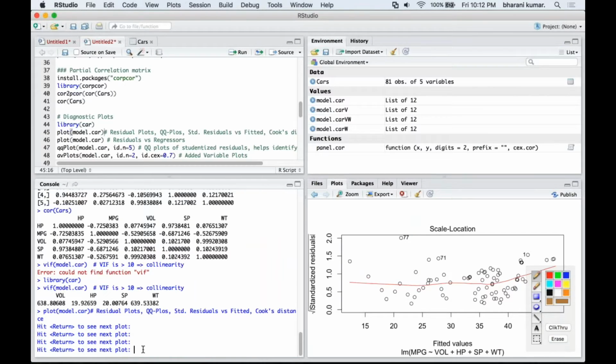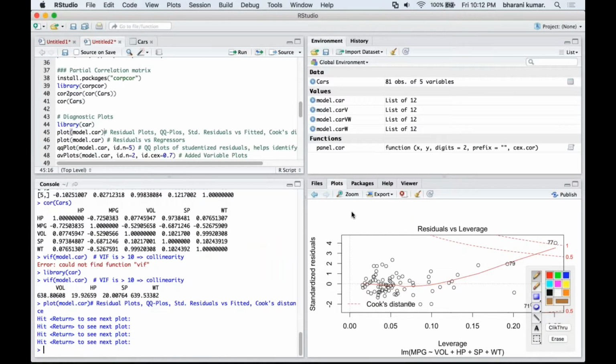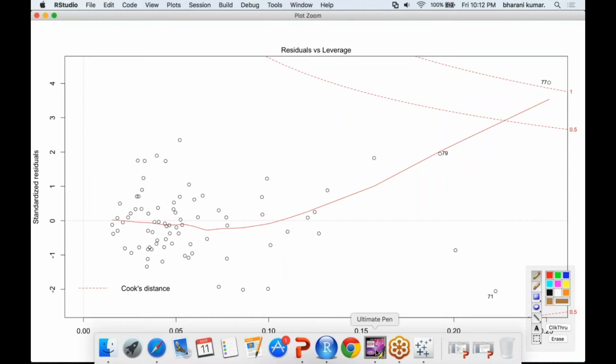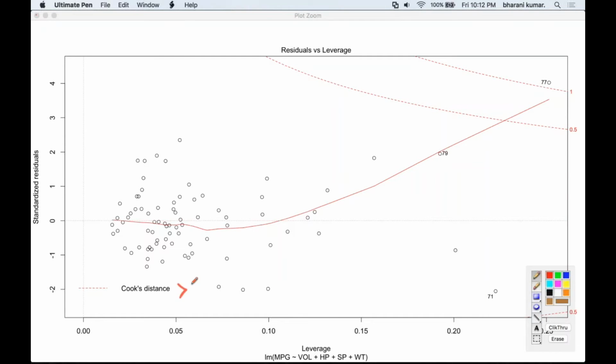And finally, the last plot, which is called Cook's distance. Remember from the Cook's distance perspective that if this Cook's distance value is greater than 0.5, that means that observation is an influential observation.